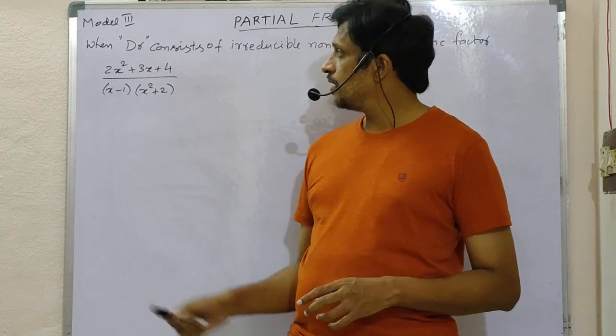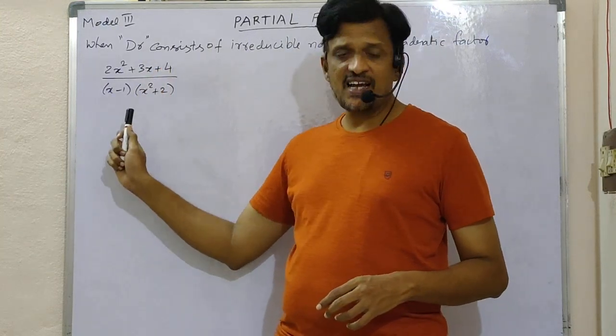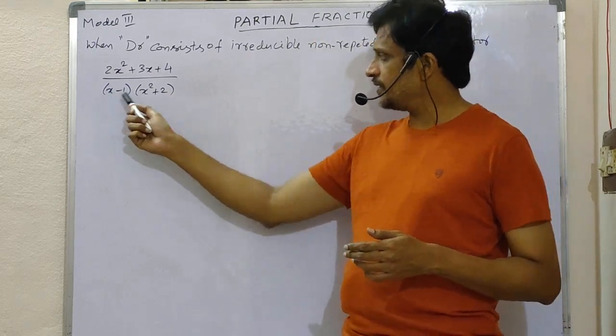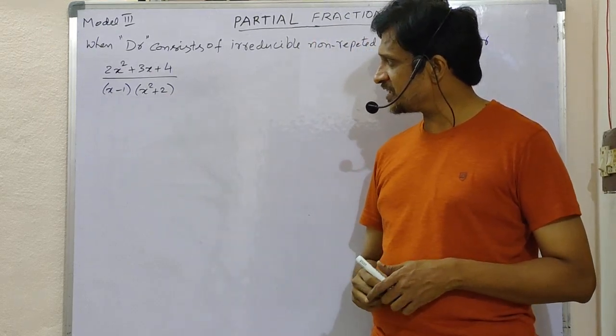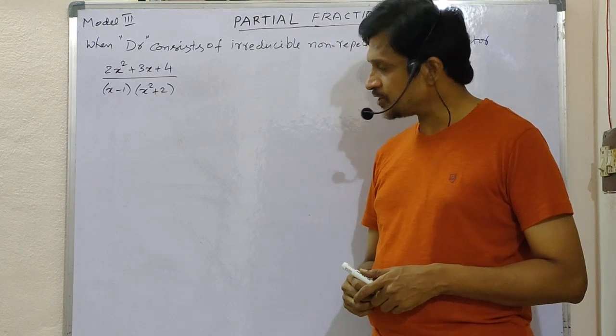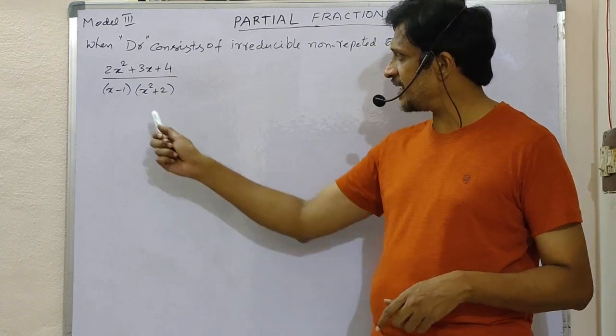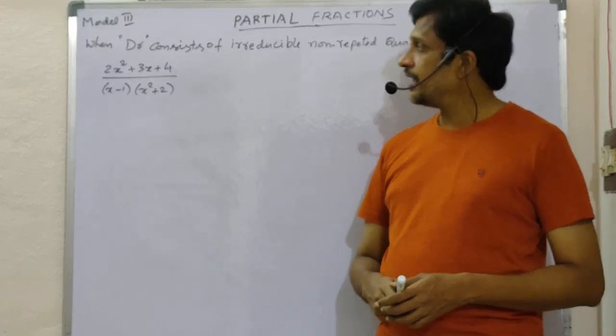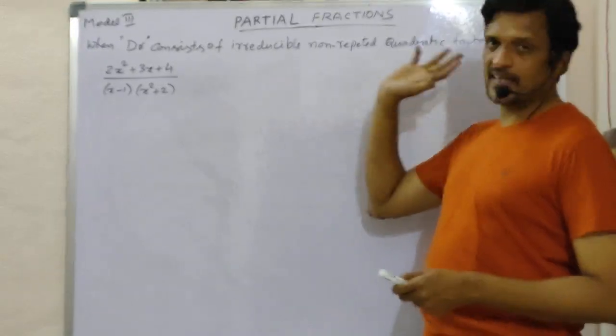Here, the given fraction is (2x² + 3x + 4) / ((x − 1)(x² + 2)). Here the denominator consists of a non-repeated irreducible quadratic factor.